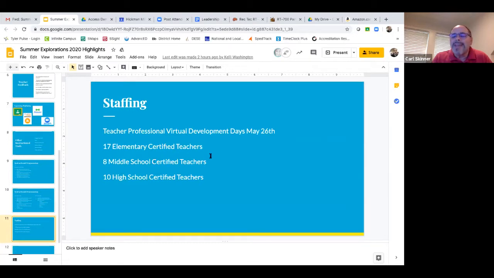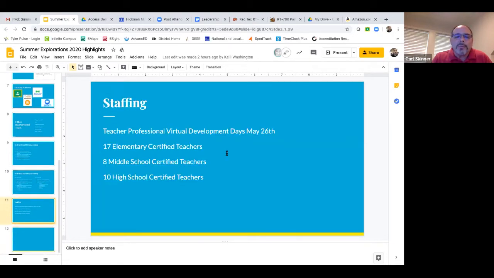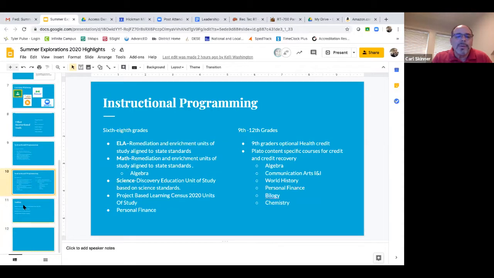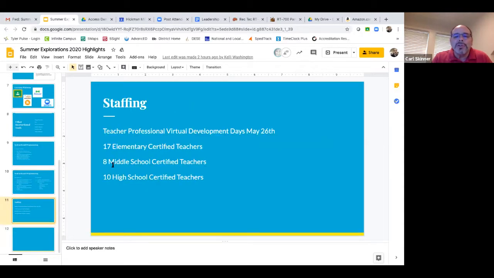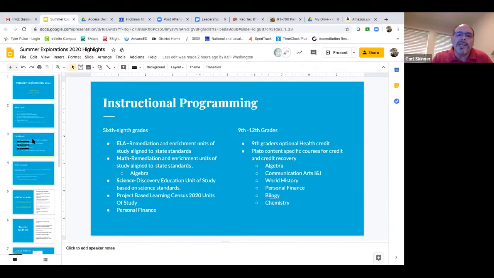Shows you how many staff are involved. Whoops, I skipped over that one. Basically, right now you're looking at 17 elementary teachers, 8 middle school, and 10 high school. So this is kind of where we're going right now. We have just started. We're in our 2nd week. This goes through June 25th. So that'll be the last day of summer school.